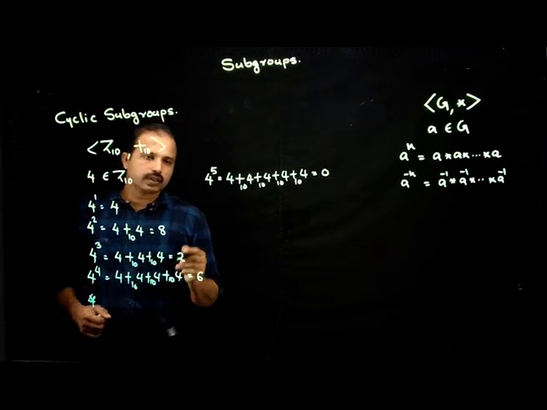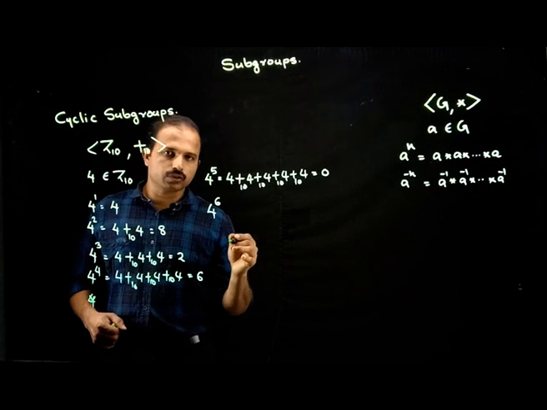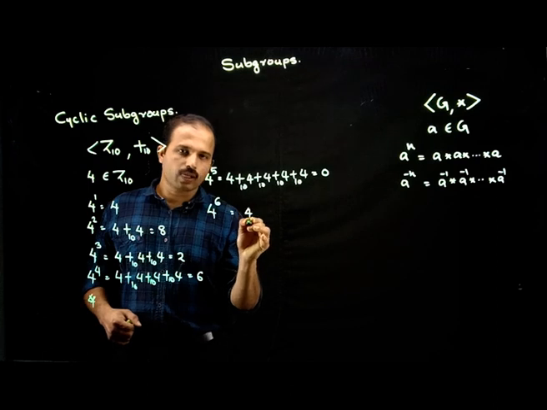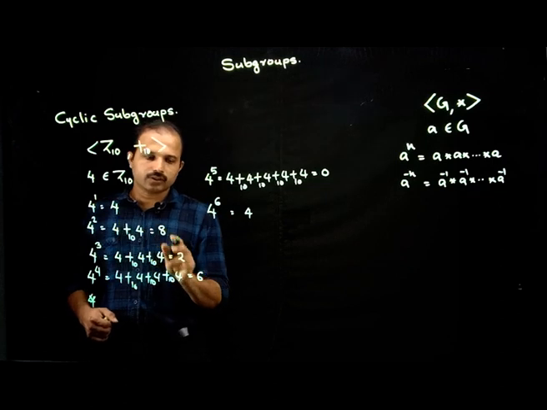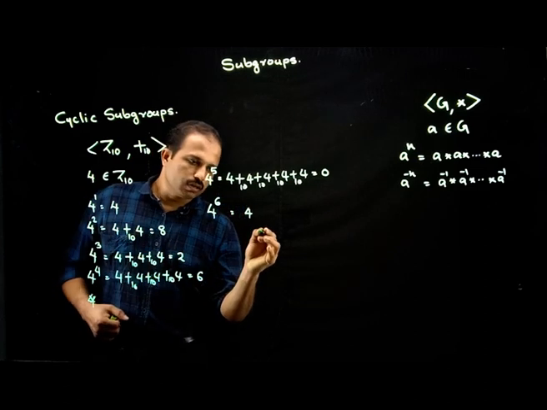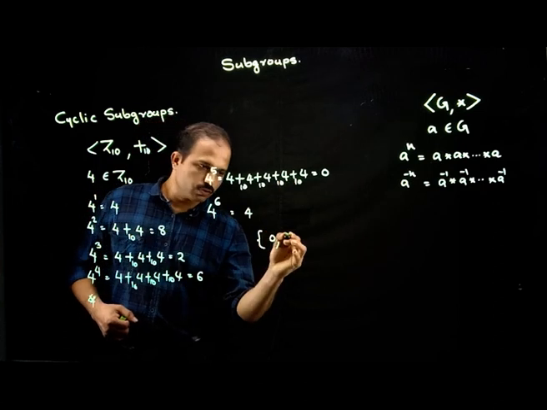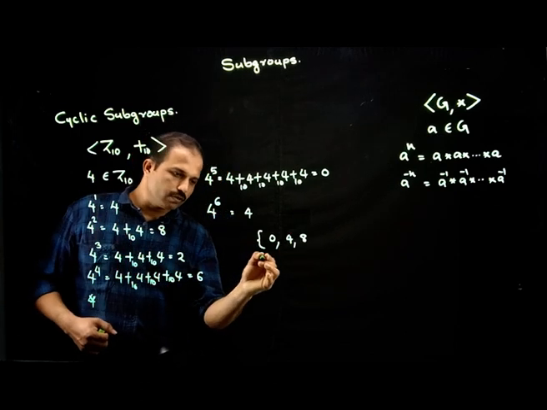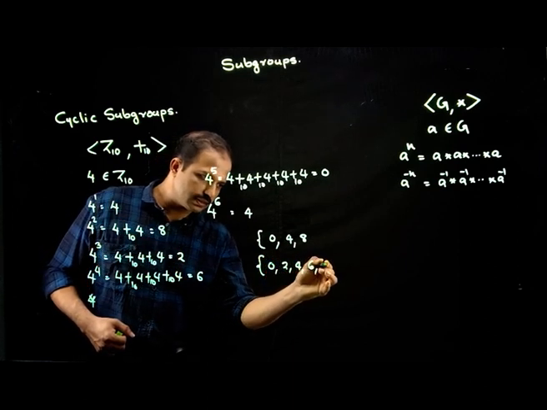Now what will be 4 raised to 6? While finding 4 raised to 6, we have to operate 4 six times, and the first five 4s become 0, so the remaining term will be 4. What will be 4 raised to 7? These values are repeated: 4, 8, 2, 6, 0, those values will repeat. So by finding the powers of 4, you will get the values 0, 4, 8, 2 and 6, or we may write in the order 0, 2, 4, 6 and 8.